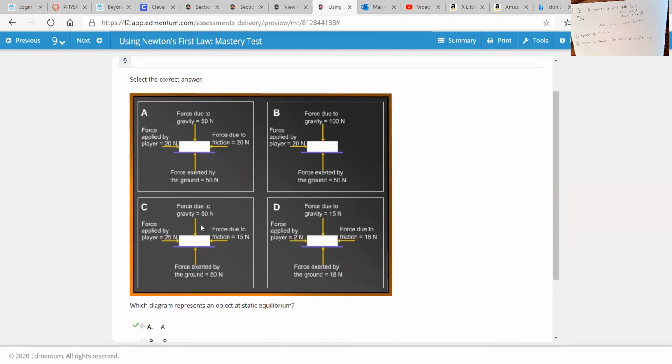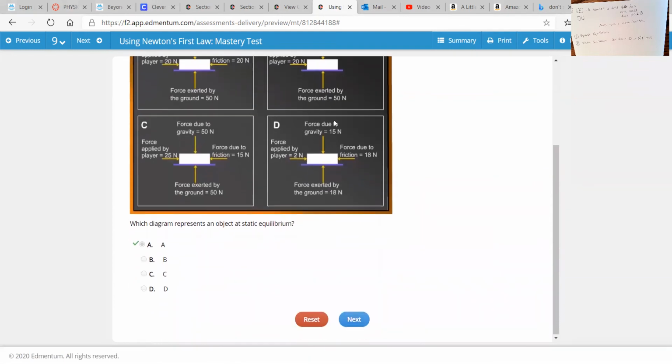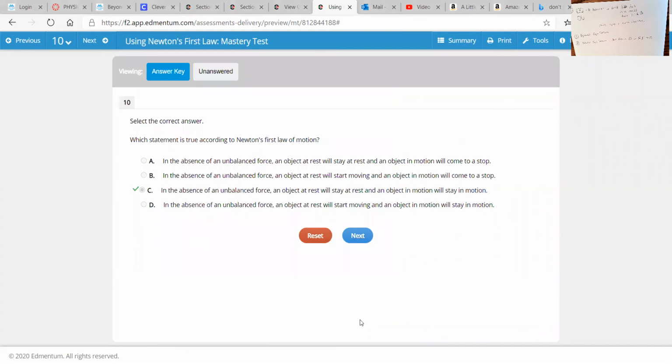So B and C are out. Then we look at D, same thing. None of the forces cancel each other out. D is not the answer. A is the answer. The force going down equals 50. The force going up is 50, so that equals each other. And then from left to right, 20 equals 20. So that is the one in static equilibrium.